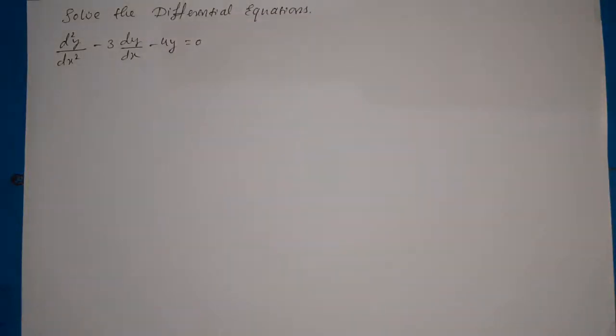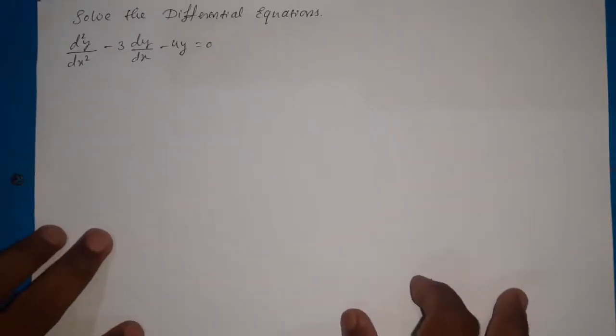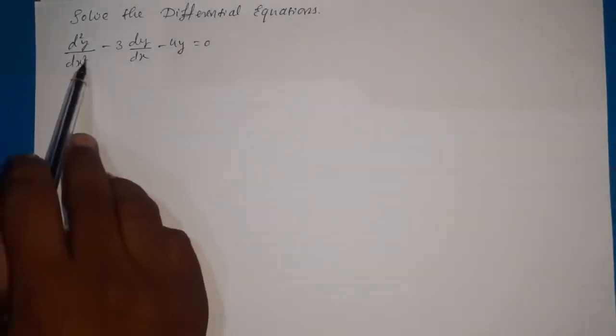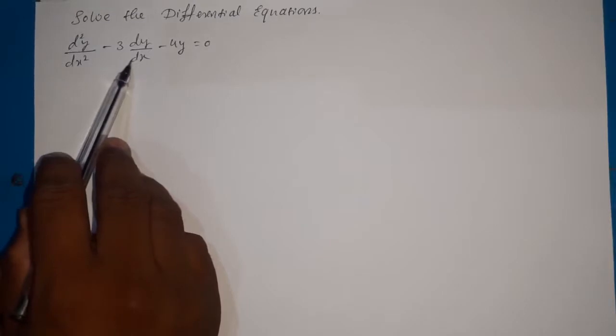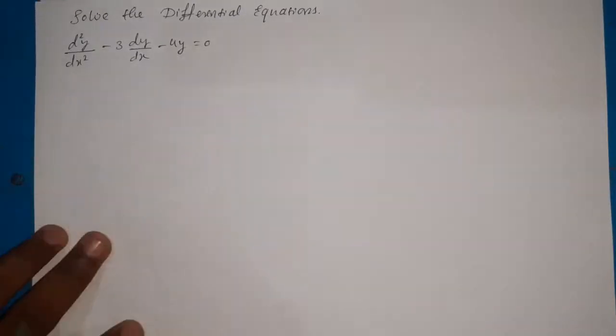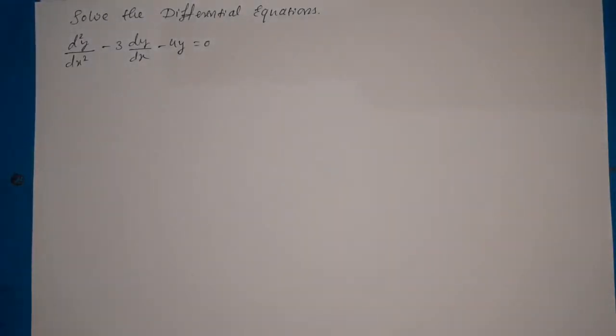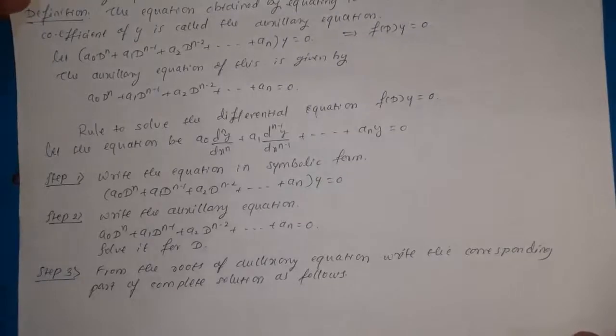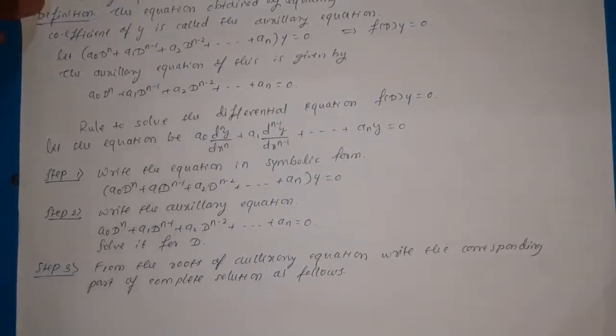Let us discuss the examples on linear differential equations with constant coefficients. So here the example given is d square y by dx square minus 3 into dy by dx minus 4y is equal to 0. So already we have discussed the rule to solve the linear differential equation. So what is the rule here?